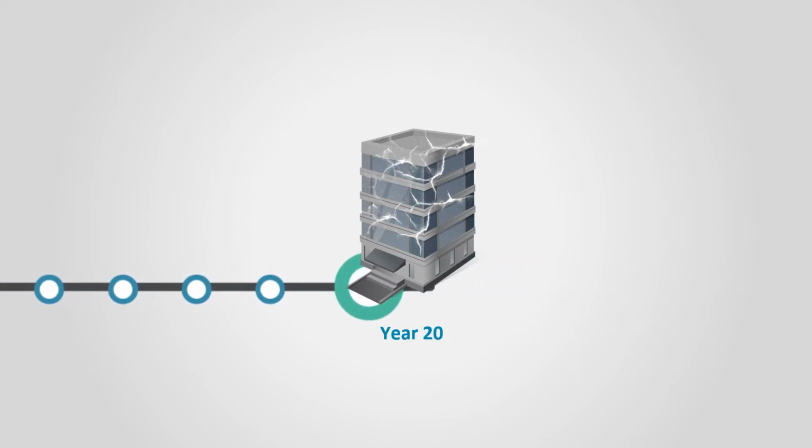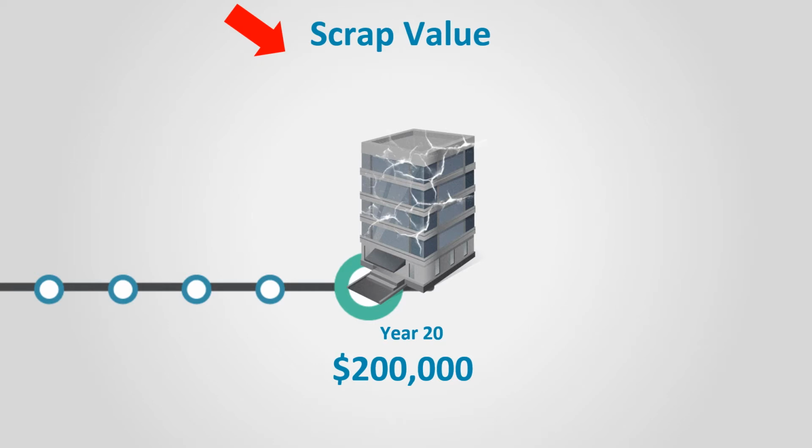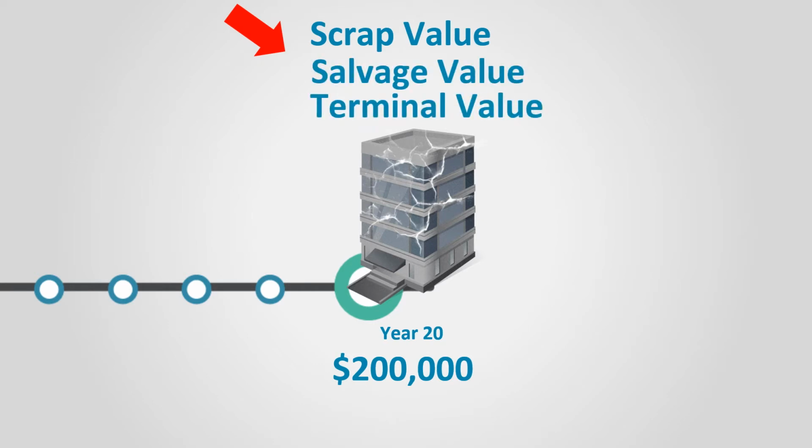It might break down at the end or need a lot of renovation. At the end of its life, the estimated value of such a house is called scrap value. Scrap value is also known as salvage value or terminal value. In our example, let's assume this is $200,000. Now, how are we going to distribute the cost of using the house?